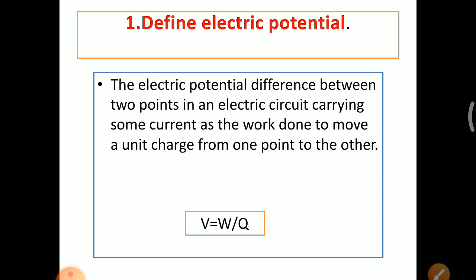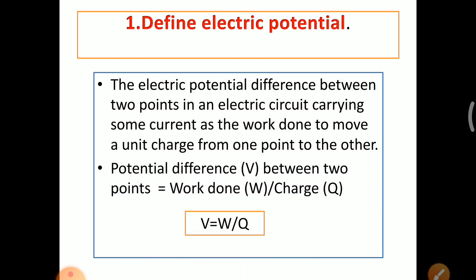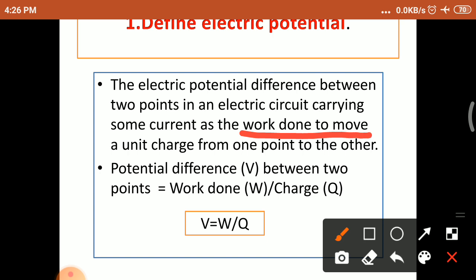The electric potential difference between 2 points in an electric circuit carrying some current is the work done to move a unit charge from one point to another point. The potential difference between 2 points is equal to work done by charge. The potential difference is represented by the capital letter V, work done by capital W, and charge by capital Q. The very important words are work done to move a unit charge from one point to another point, that is called electric potential.